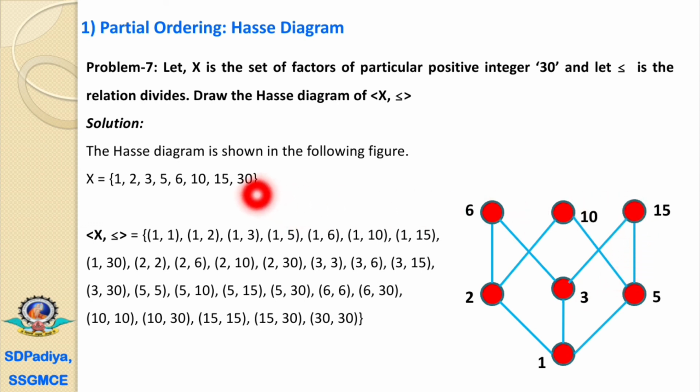The last element is 30. Then 30 has a relation with 6, with 10 and with 15. That's why we have to design this 30 at the upper level. This 6 has a relation with 30, 10 has a direct relation with 30 and 15 has a direct relation with 30. That's why we have connected these with the 30. Now it is the Hasse diagram for the integer 30. Like that we can solve any problem and we can draw the Hasse diagram.